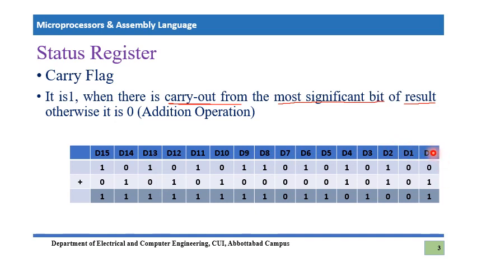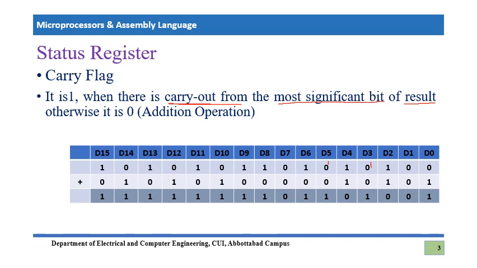We have two 16-bit numbers here, ranging from D0 to D15. The first row indicates a 16-bit binary number, and the second row indicates another 16-bit binary number, and we are going to add them. 0 plus 1 becomes 1, 0 plus 0 becomes 0, and 1 plus 1 in binary equals 10, so 0 comes here and 1 goes to the carry. Let me show that carry here. Again 1 plus 1 becomes 10, so 0 comes here and there is a carry of 1.